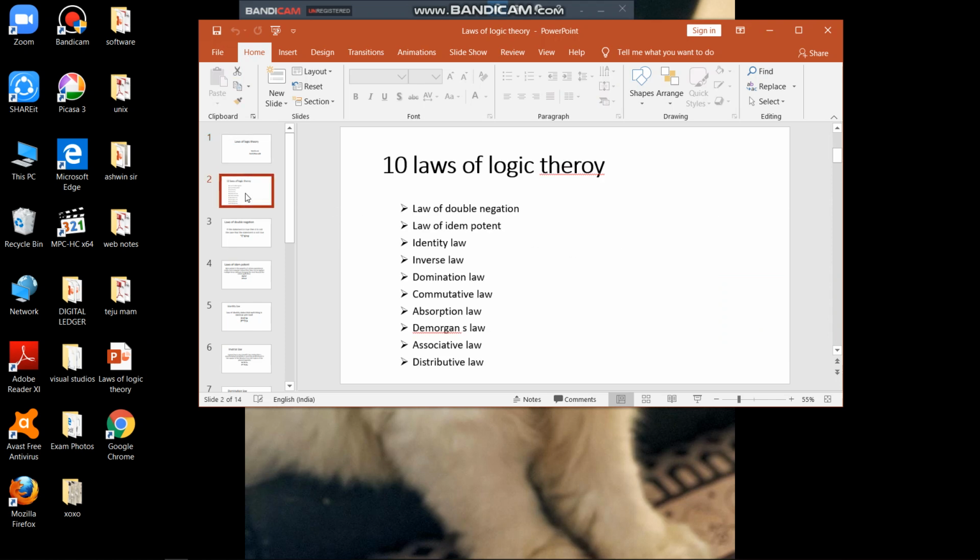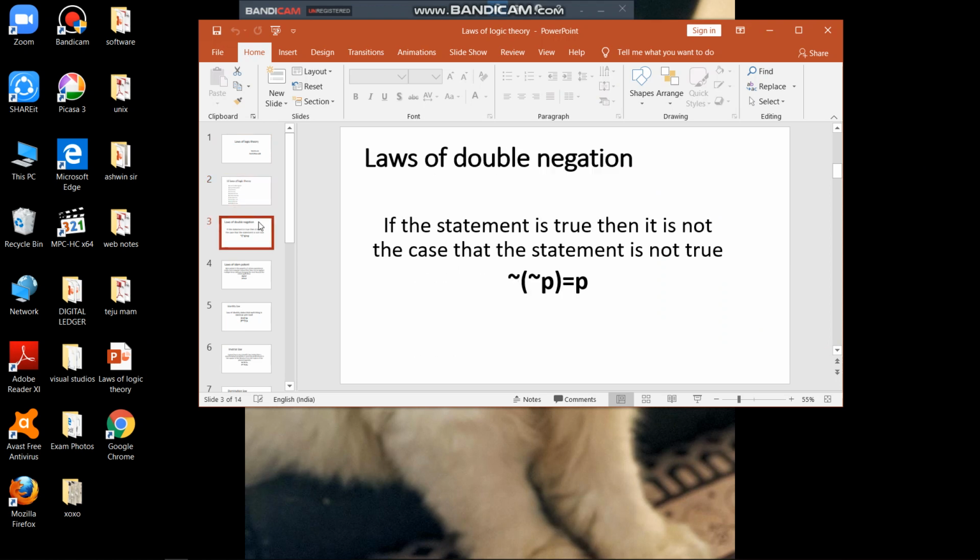And there are 10 laws of logical theory: the law of double negation, law of idempotent, identity law, inverse law, domination law, commutative law, absorption law, De Morgan's law, associative law, and distributive law. And we are going to study the law of double negation.